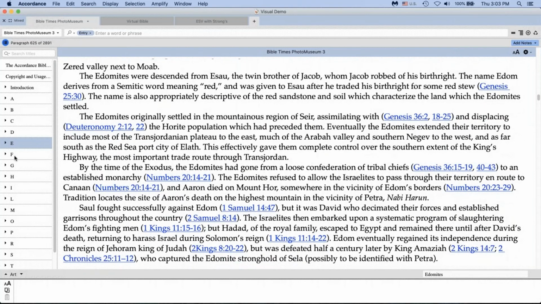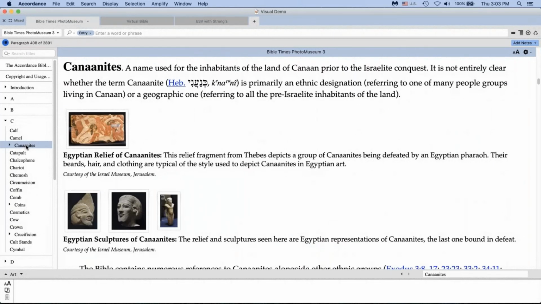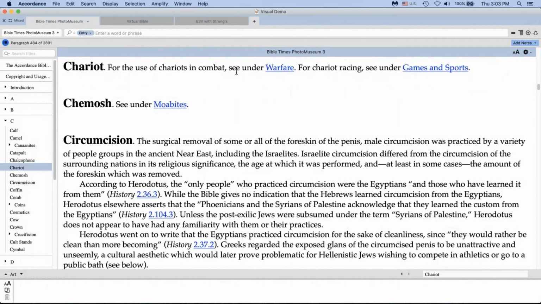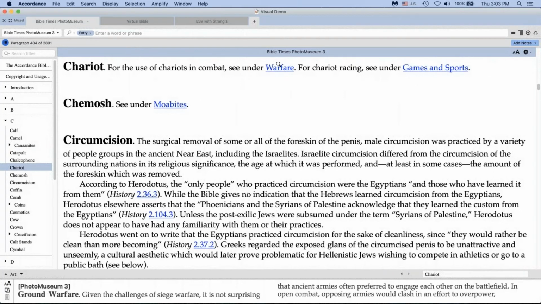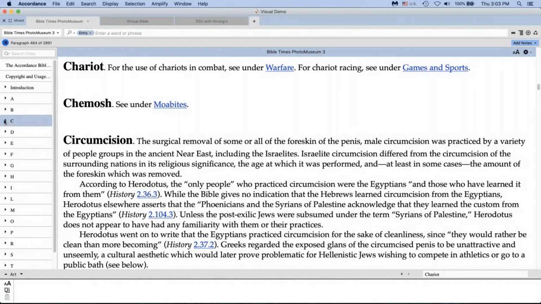And you see on the left here, we have our table of contents where you can quickly find anything. We open up C, and now you see, for example, the article on the Canaanites. Or here's an article on chariots, but it says you need to see two different articles. If it's for combat, you go to warfare. If it's for chariot racing, it's in the article on games and sports. And the whole idea of this photo guide is to bring the Bible alive so that you can connect with real tangible objects of what you read about in the Bible.